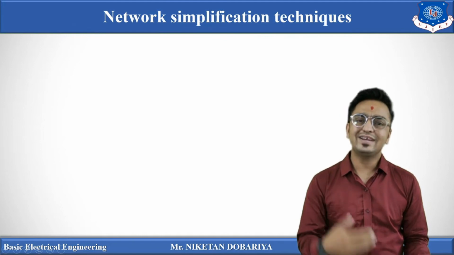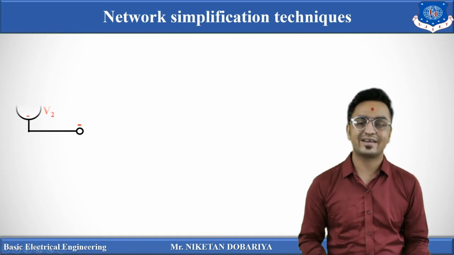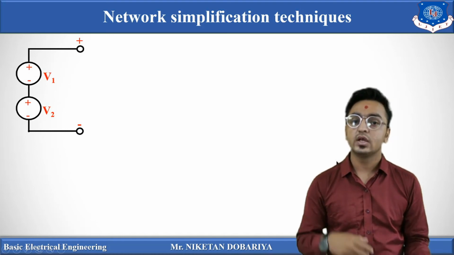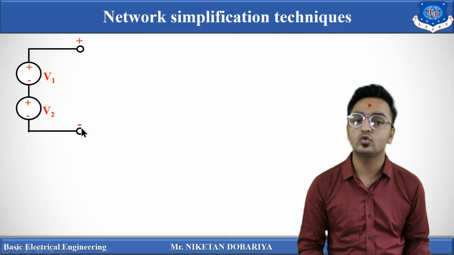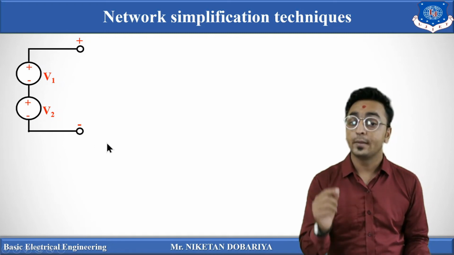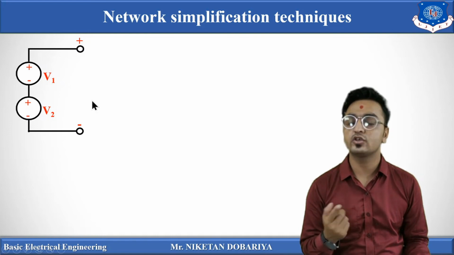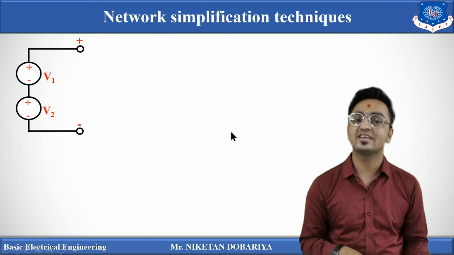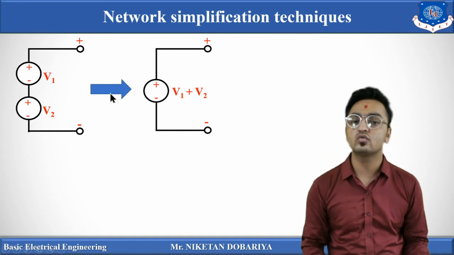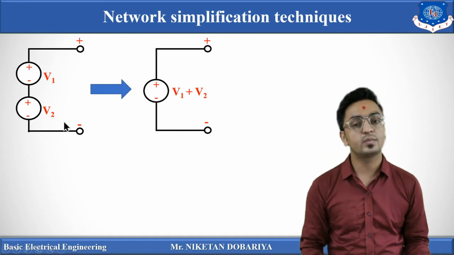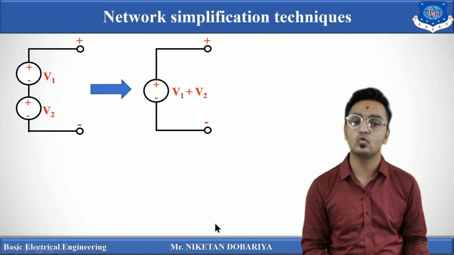Now next, we will discuss the various network simplification techniques. As an example, if we have two voltage sources in series connection, V1 and V2, and both have the same direction, positive to negative, positive to negative, then we can convert these voltage sources into a single voltage source by the equation V1 plus V2, as both have the same direction. We can add them both.